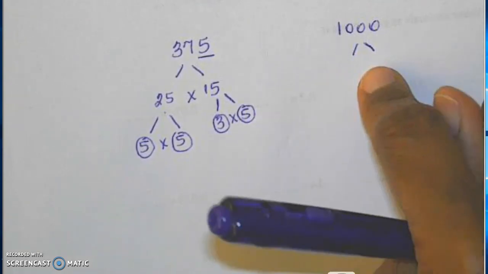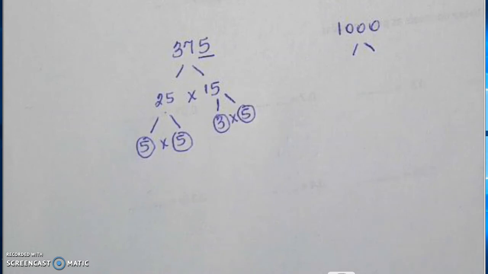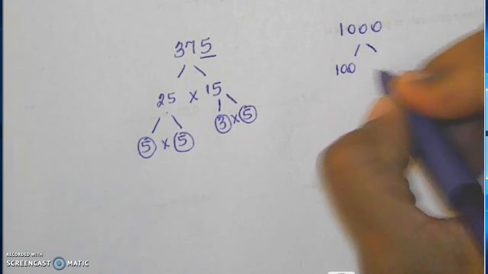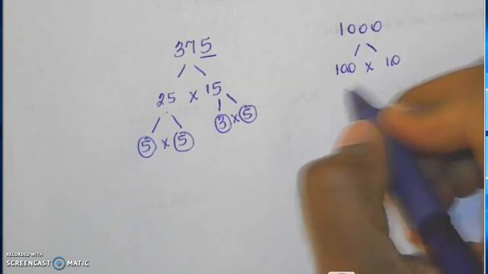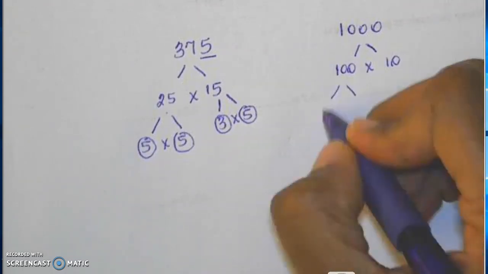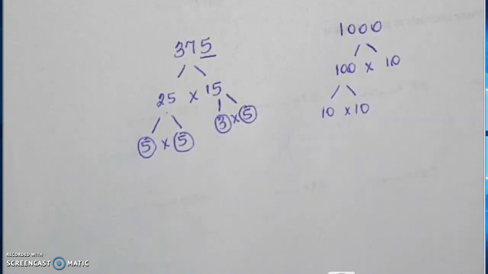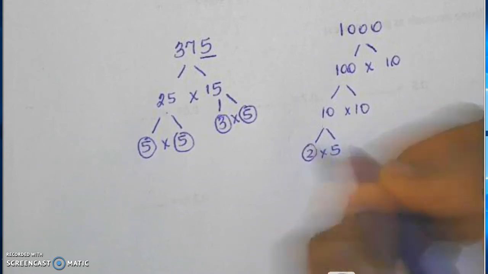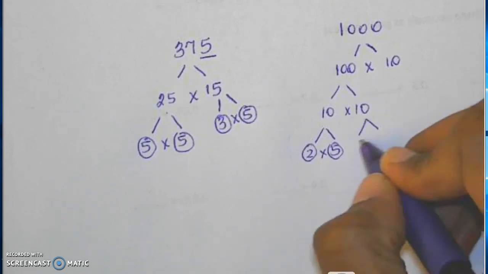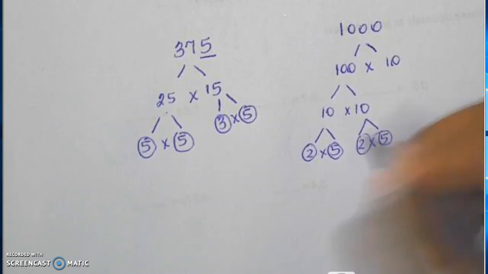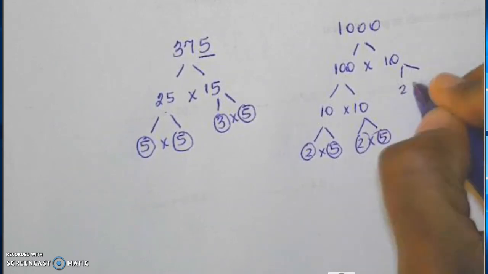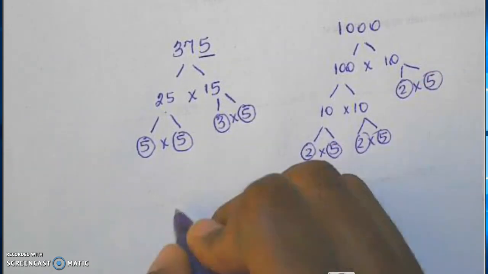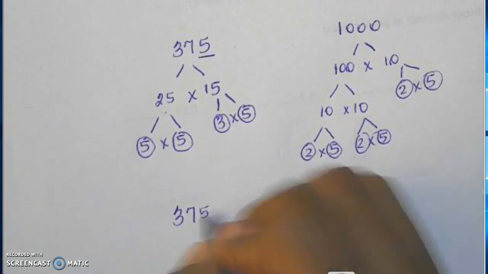Moving on to 1,000. I know that 10 times 10 is 100, and 100 times 10 will give me 1,000. So I'm going to do 100 times 10. I break my 100 down to 10 times 10. I can break 10 down to 2 times 5, which is prime, prime, prime, prime. And go over here, break it down. 2 times 5. And 2 and 5 are prime. So now I'm done. I'm going to write out my prime factorization for both numbers.